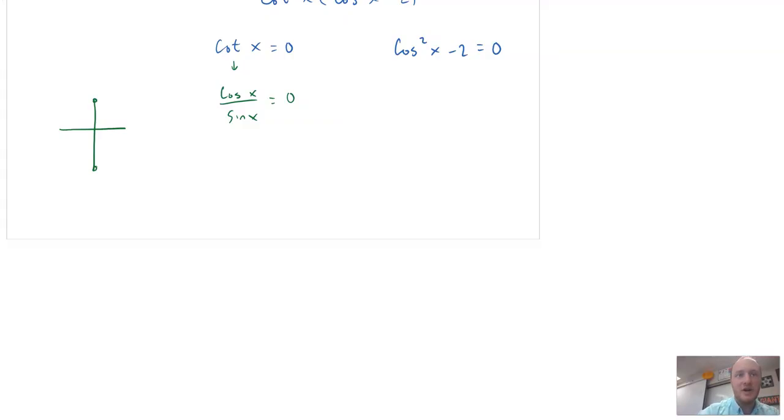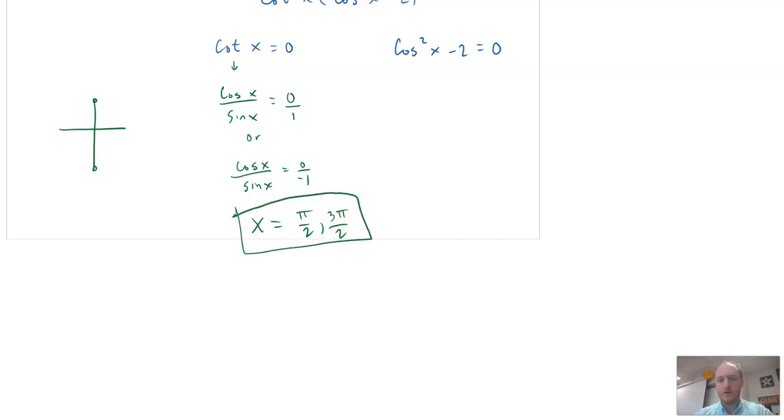And kind of like just another way of thinking about this is 0 could be 0 over 1, or it could be cosine of x over sine of x is equal to 0 over -1. Generally, when something's equal to 0, you're just going to set the numerator equal to 0, right? And so what we get is that x is equal to pi halves and 3 pi halves. Okay, so those are two angles.